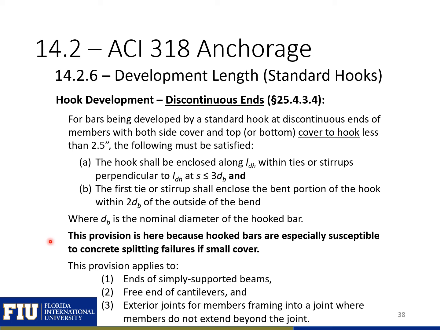This provision is essentially here because hooked bars are especially susceptible to concrete splitting failures if you have small cover. So we need to make sure that if you do have small cover, you have reinforcement to prevent that splitting failure. The provision applies to the ends of simply supported beams, the free ends of cantilevers, and any exterior joints for members framing into a joint where members do not extend beyond the joint. So the outside where a beam frames into a column.